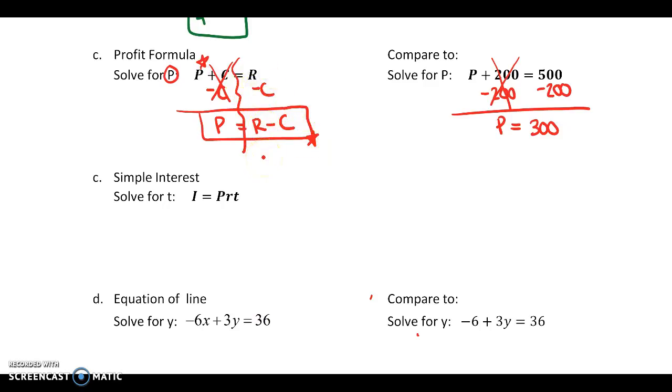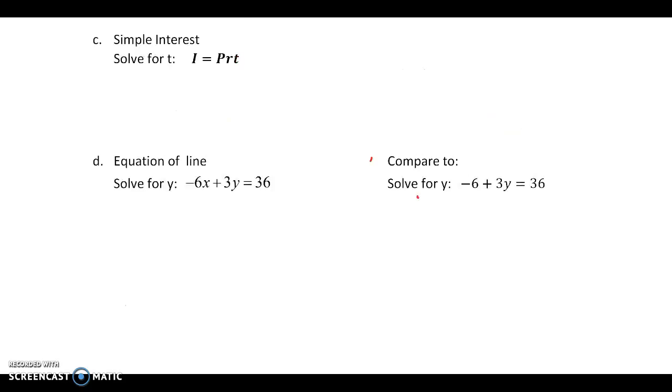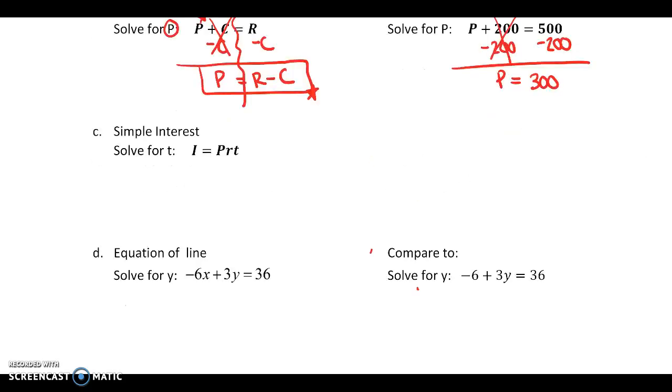Okay. Now, C is a little bit different, but I'm going to leave it for you to try alone as well. Your goal is to solve for T, so you've got to get rid of everything that's bothering the T. I'm going to let you try this on your own. Pause the video.